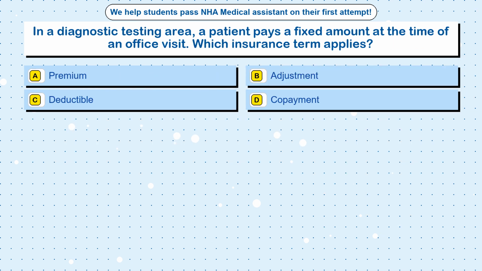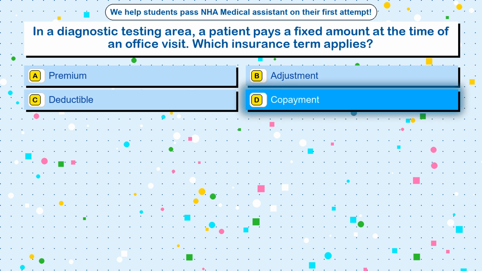Question 26. In a diagnostic testing area, a patient pays a fixed amount at the time of an office visit. Which insurance term applies? Option A. Premium. Option B. Adjustment. Option C. Deductible. Option D. Copayment. The correct answer is option D.